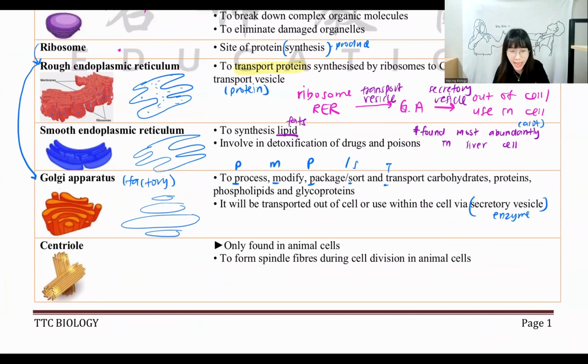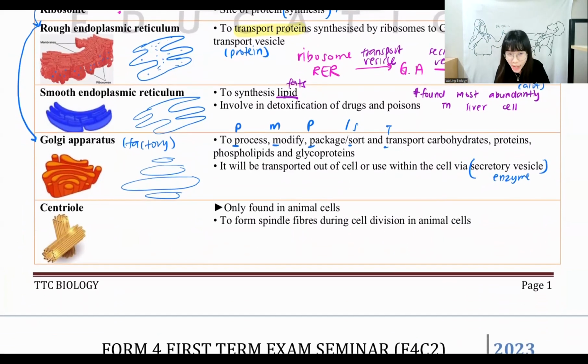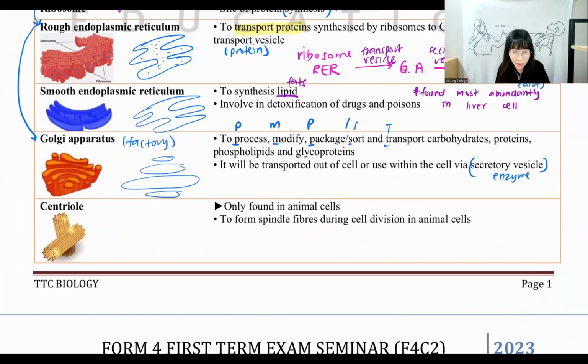Okay, last one, we have centrioles. Centrioles can only be found in animal cell. It looks like a cylindrical shape. This is a centriole. The function is to form spindle fiber. Spindle fiber is a line. If you have learned chapter 6 already, spindle fiber is to pull the chromosome apart to make sure that one cell can form into two cells. Two cells can form into four cells. Everything is because of centriole in animal cell.